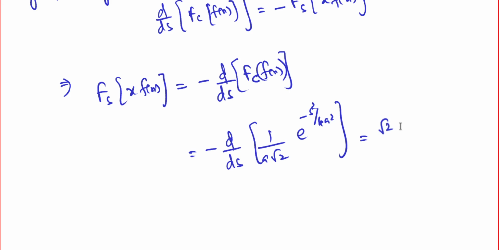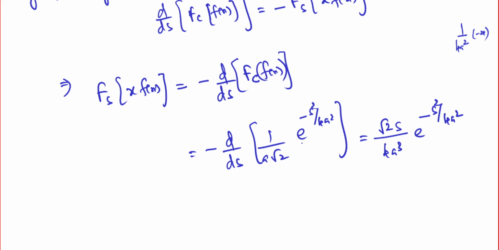The answer was square root of 2 s divided by 4a cube into e to the power minus s square divided by 4a square, right? Remember, this differentiation is easy enough. 1 by a root 2 can be taken outside because it's a constant, and minus retains. e to the power minus s square by 4a square has to be differentiated, which is e to the power minus s square by 4a square times the differentiation of the exponent, which is 1 by 4a square times minus 2s.